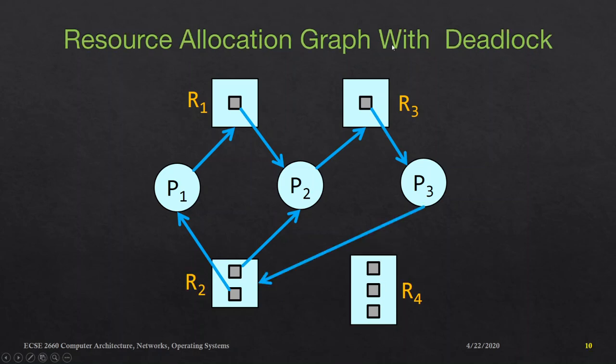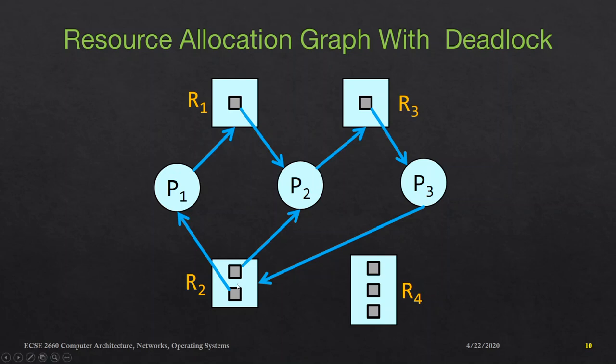Now let's take a look at a slightly different resource allocation graph. We have adjusted the graph a little bit. There is also a resource type 4 here with 3 instances of that particular resource type. This is not playing a role in this one, but we just wanted to show how it looks.